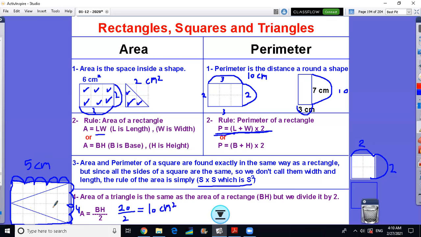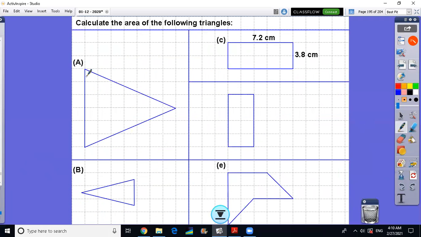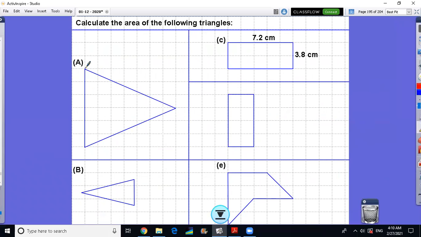Oh, mister, I need to practice this a little bit more. No problem at all. Let's do it. Okay, here I have another triangle. All right, so let's just draw imaginary sides to close the rectangle. We agreed, the area of a triangle is exactly the same as the area of the rectangle, but we divide by 2.